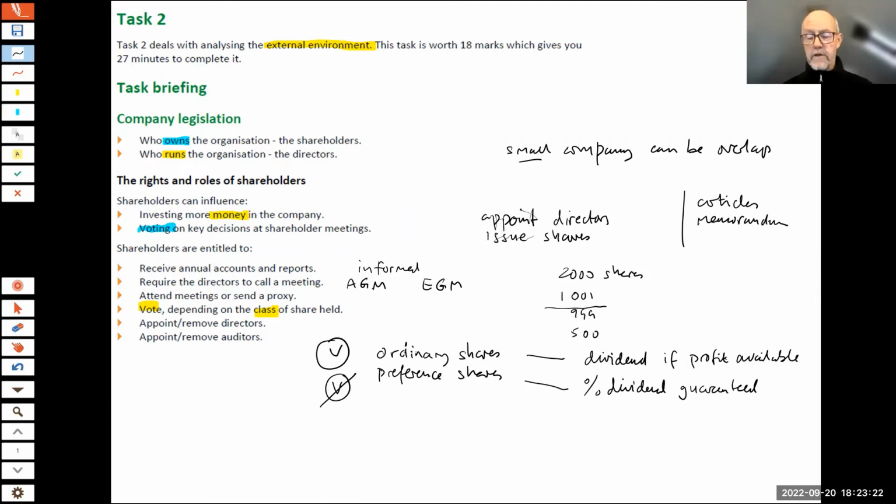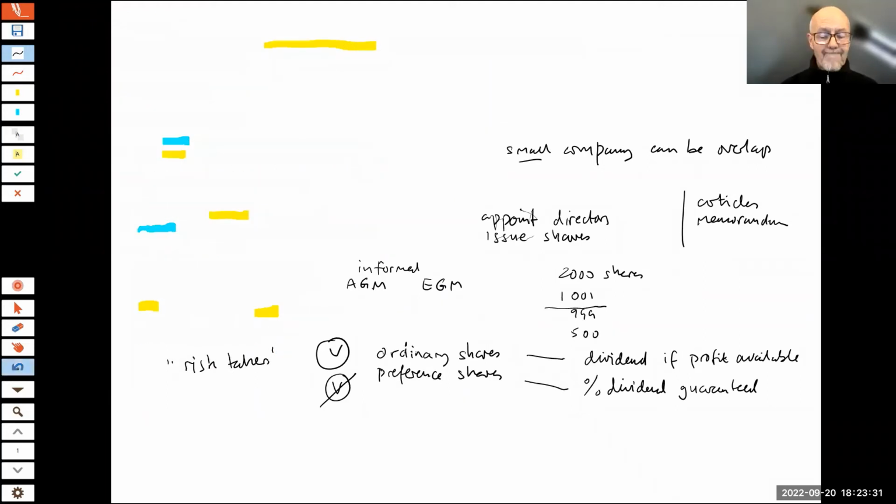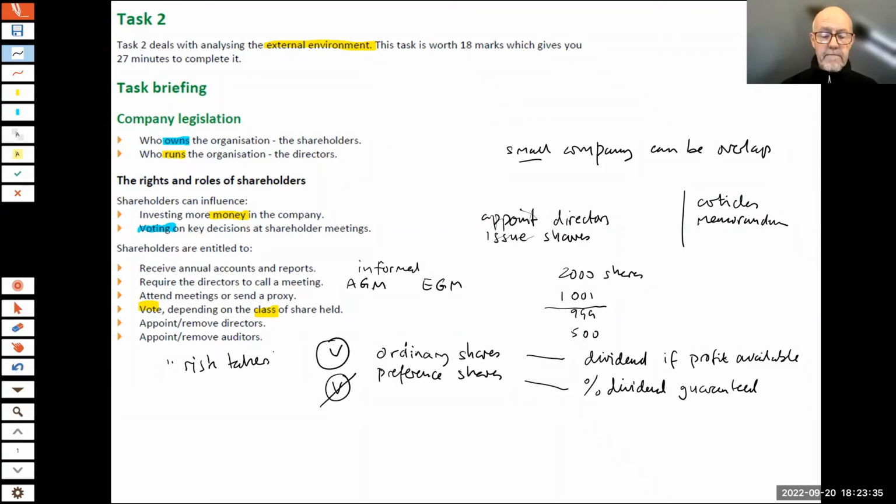The ordinary shareholders are perceived as being the people who are taking the risk. Their money's put in for no guarantee of any return. Whereas the preference shareholders are really perceived more as people who are lending money to the business and expecting something back. Just to clarify on the guaranteed, if a business is in dire straits and has absolutely no money to pay a preference dividend, it can be deferred, but every penny of the preference dividend must be paid up to date before they are allowed to distribute one penny to the ordinary shareholders.